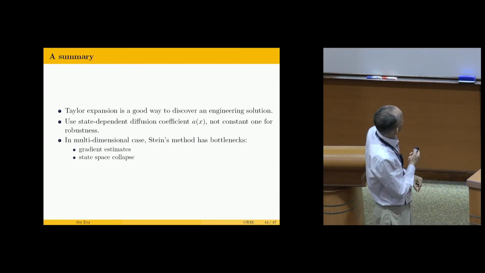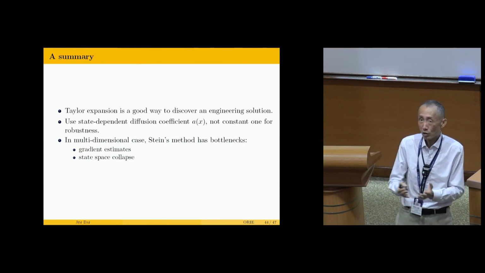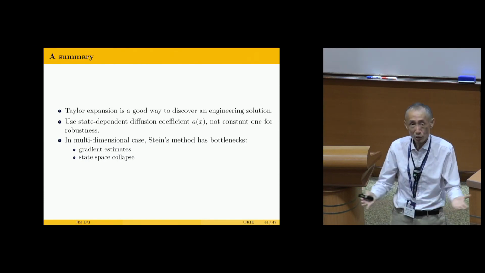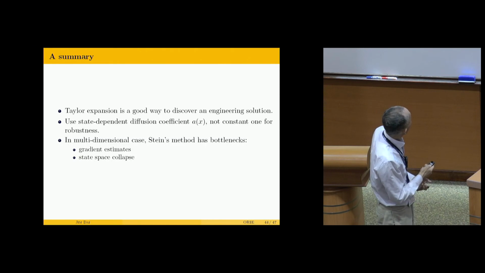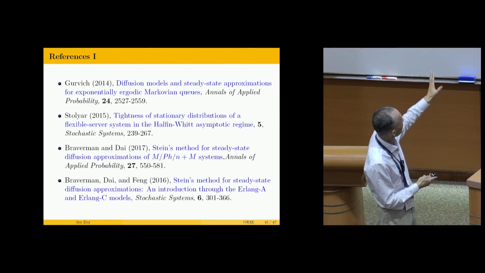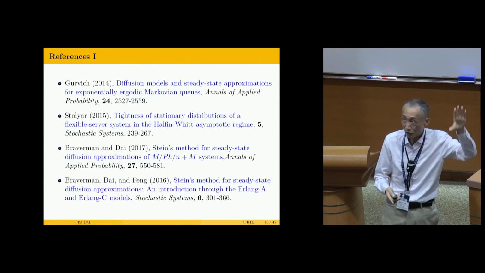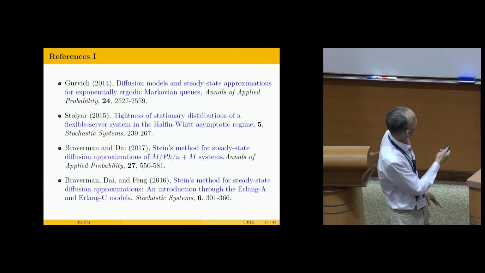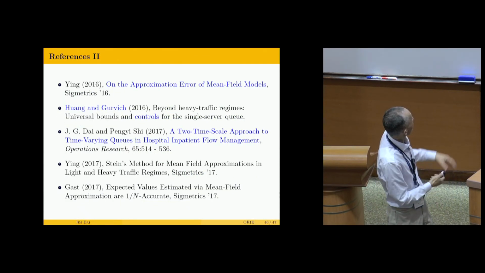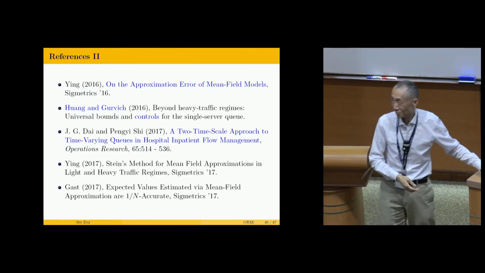That's that. And the main message here is that we should use a state-dependent diffusion coefficient, not a constant one, okay, for more robust approximation in different parameter regions, okay? So here I just list a few papers from different communities, but it's all related using the Stein method, okay? So some are using diffusion approximations, some using mean field approximation, okay? So I stop here.